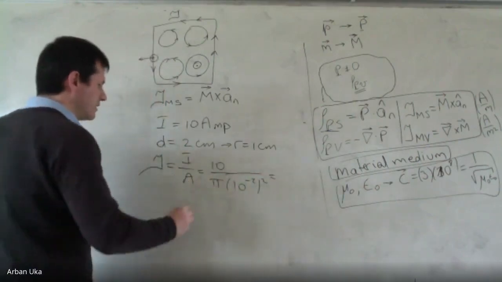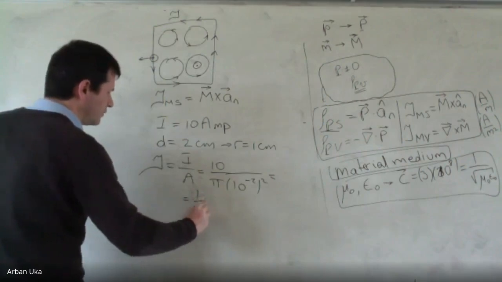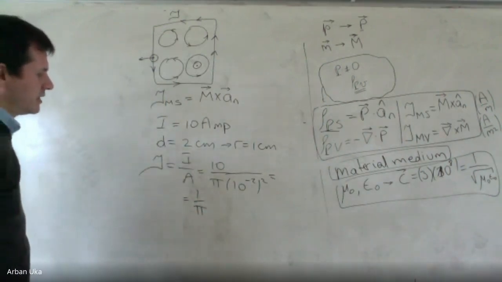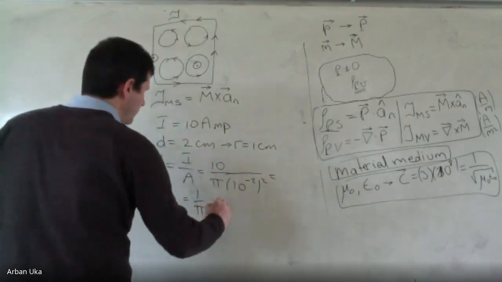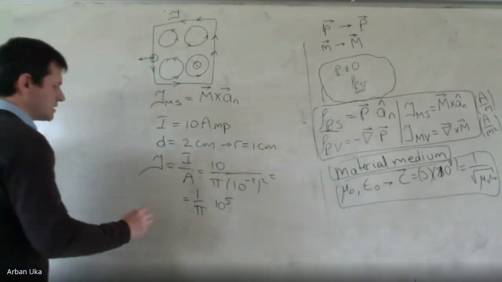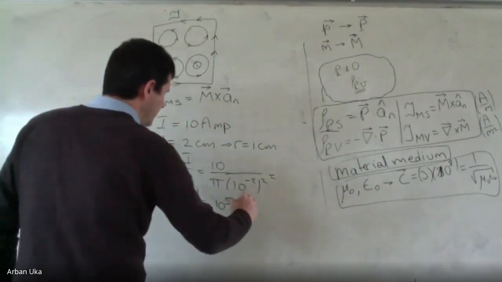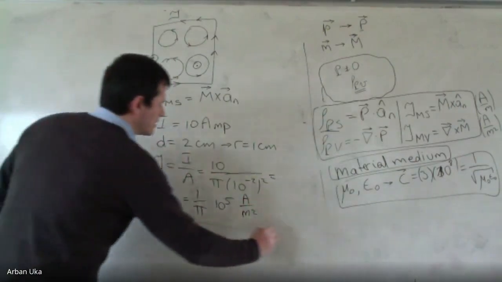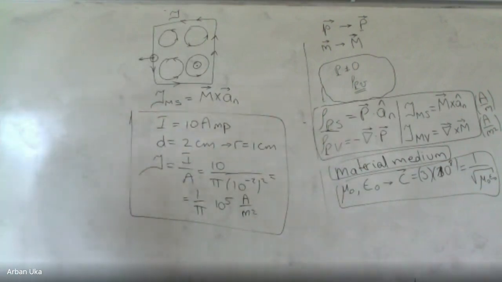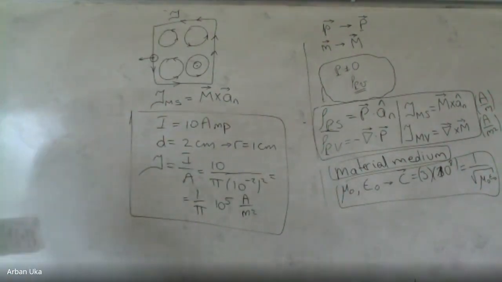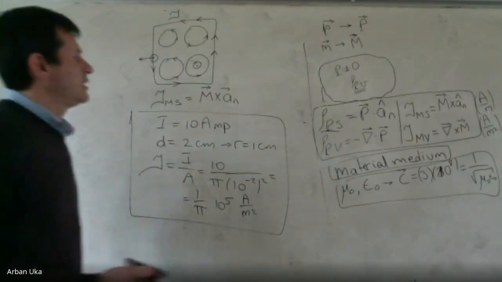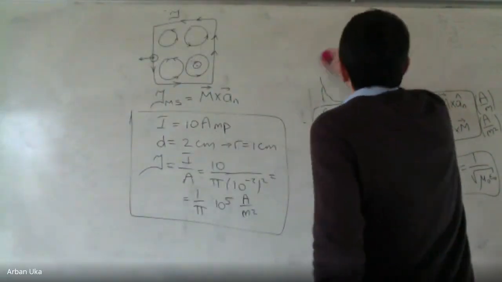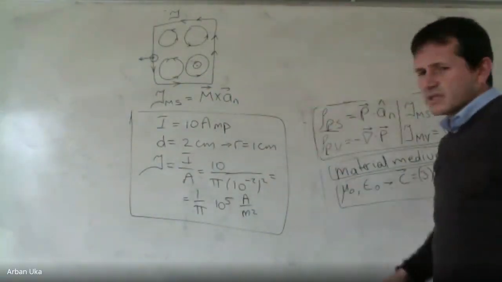So we are going to have a current density of 1 over pi times 10 to the power minus 4 plus 1, which is 10 to the power 5. So this would be the current density, 10 to the power 5 divided by pi, per meter squared. This is just an example to see how the units are related. Now, with this in mind, we come back here.